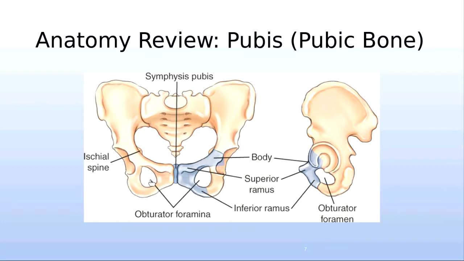Another significant thing in the pelvis is the obturator foramen. That is the large opening formed by the ramus and the body of each ischium and the pubic bone. It is the largest foramen, or the largest hole, in the human skeletal system. So, the obturator foramen: the largest hole in the skeletal system, formed by the ramus and the body of each ischium and the pubic bone as well.